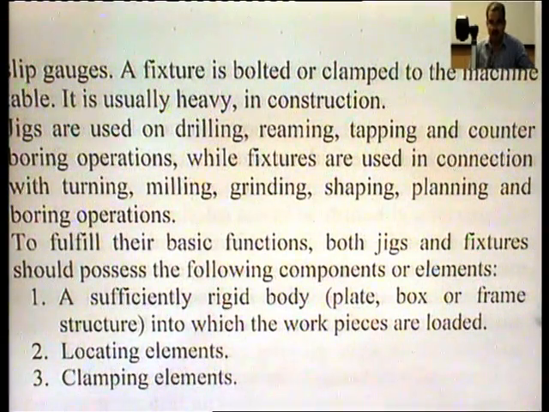To fulfill the basic function, both jigs and fixtures should possess the following components or elements. First of all, it must have a sufficiently rigid body. The body may be in the form of a plate, box or frame structure into which the workpieces are loaded. So, the body of the jig or fixture should be sufficiently rigid or strong.